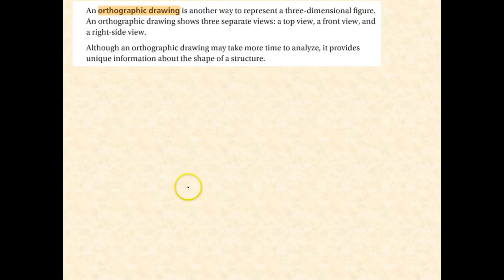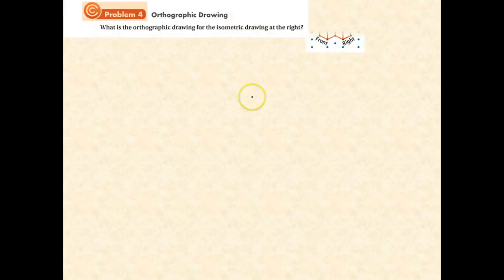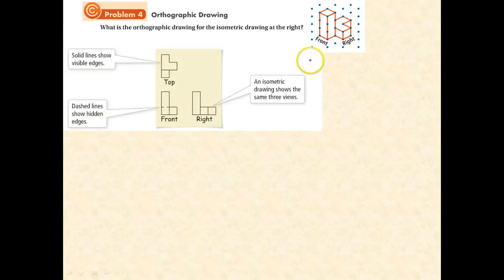An orthographic drawing is another way to represent a 3D figure. An orthographic shows 3 separate views: top, front, and right side. It takes more time to analyze, but it does give you some unique information that you can't get from other views. So we're going to make an orthographic drawing of this picture right here. Well, we're not going to make it. I mean, it's there. But we'll explain it.